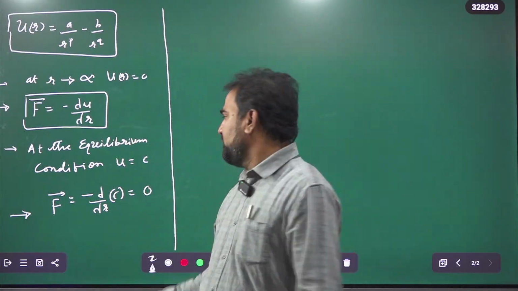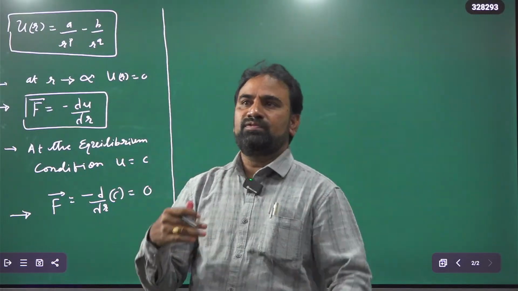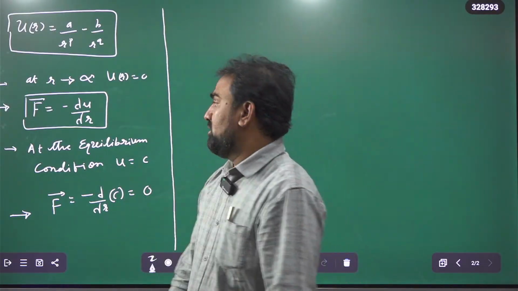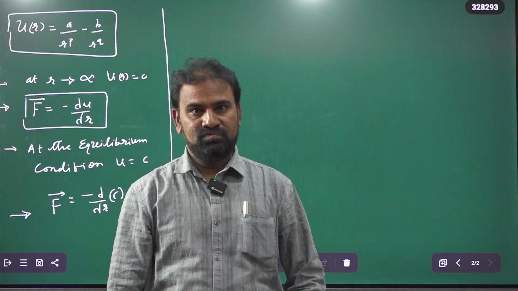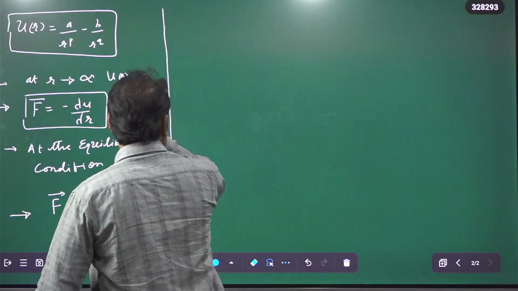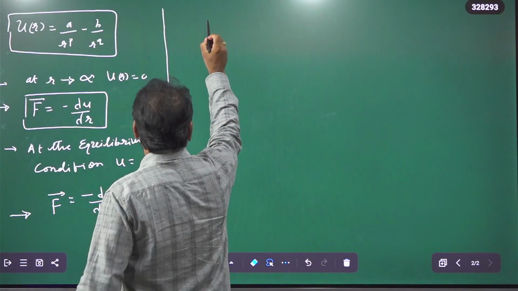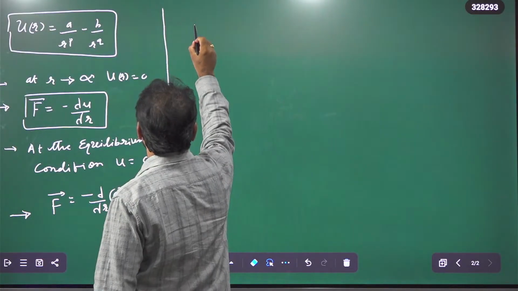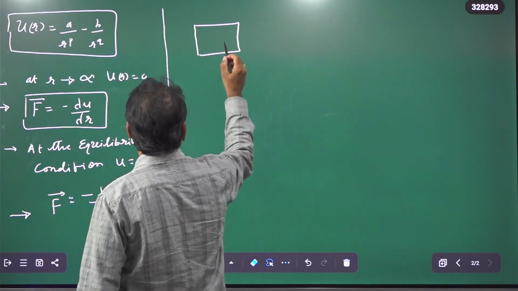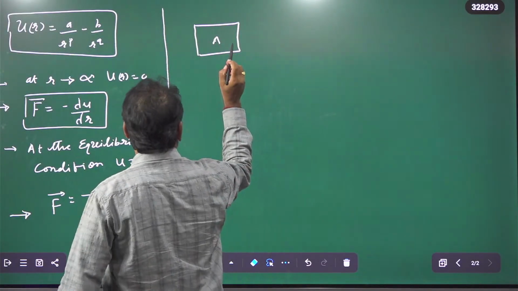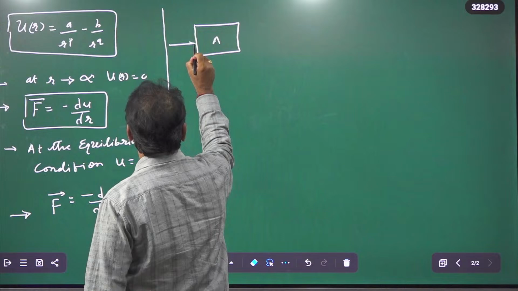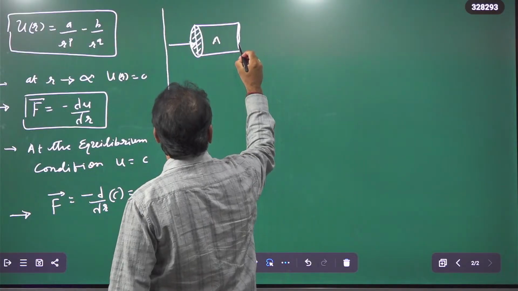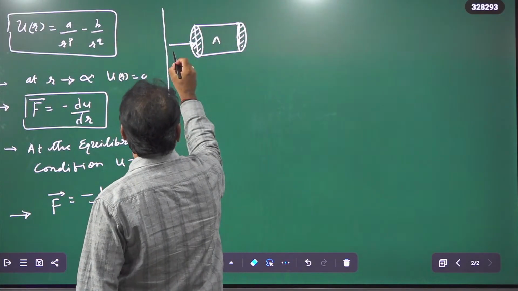Now let's see how to express this force. This is the force of an external active force on an object, and that is called stress. What is stress? Suppose we consider an object like this. It has an area of cross section. We have applied some amount of force on this object.